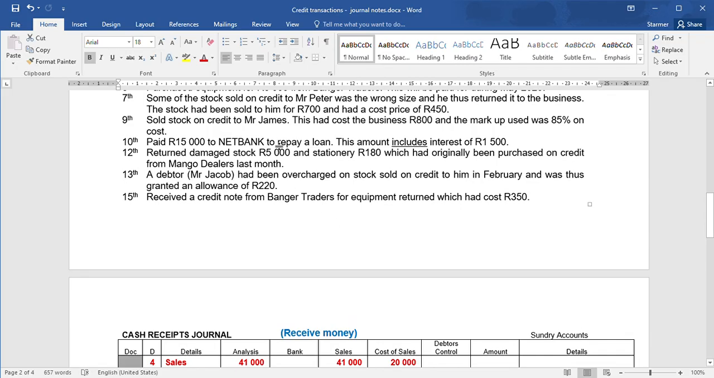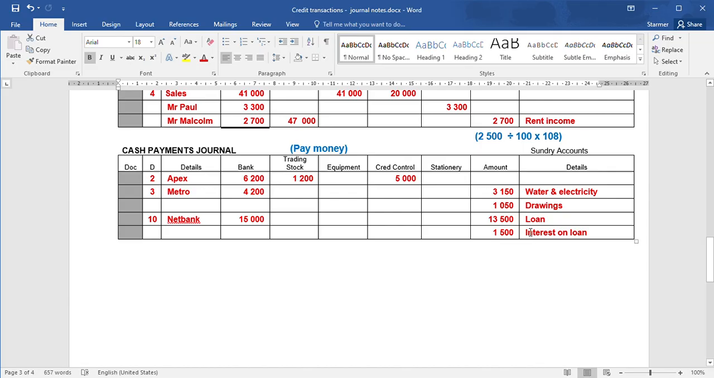Paid 15,000 Rand to Nedbank to pay a loan, and this amount includes interest of 1,500. So if you take 15,000 minus 1,500, you get 13,500. You are paying money. 13,500 is for the loan, 1,500 is for interest on loan, and you're making one payment, so you report the total here. You cannot just write 15,000 loan and interest on loan. If you do that, you won't know how much to put into the loan and how much to put into the interest on loan when you do the ledger. So you have to separate those.